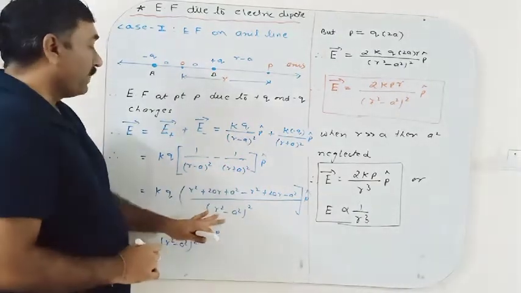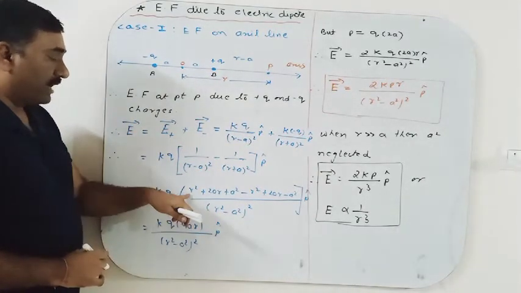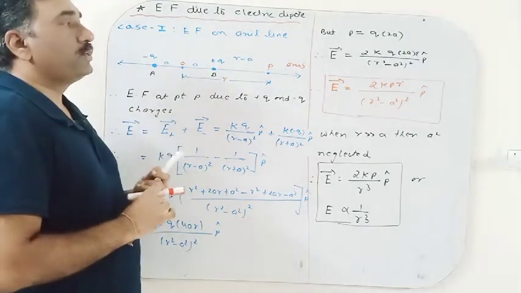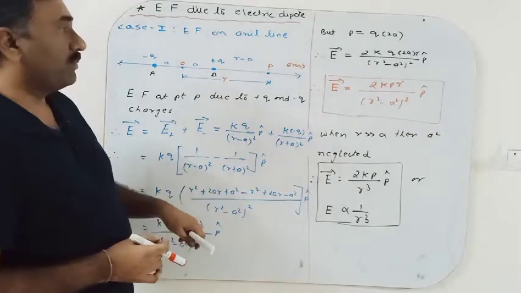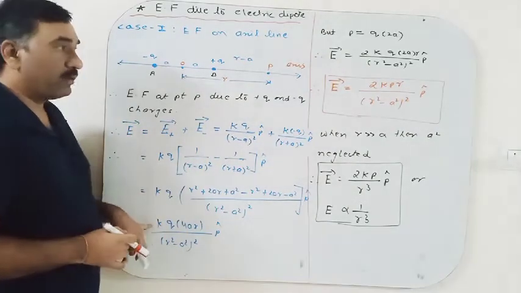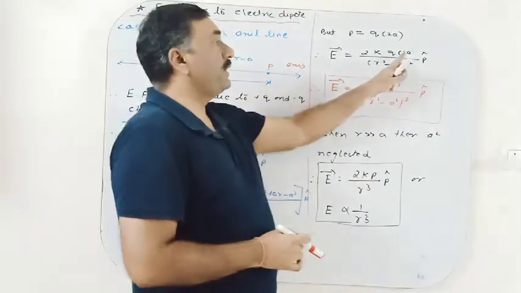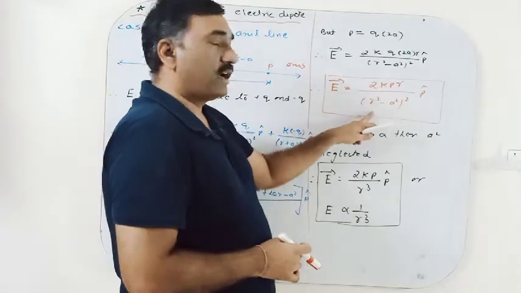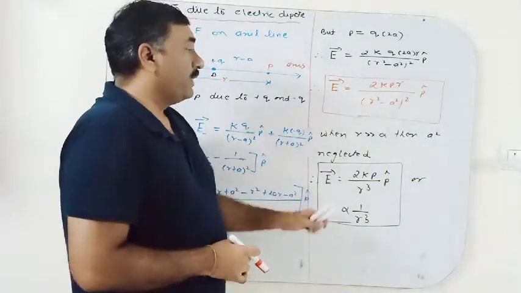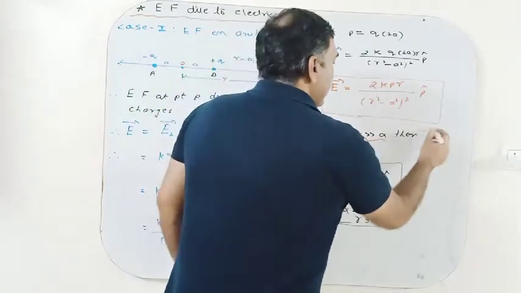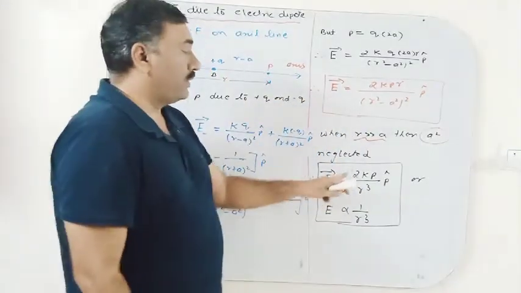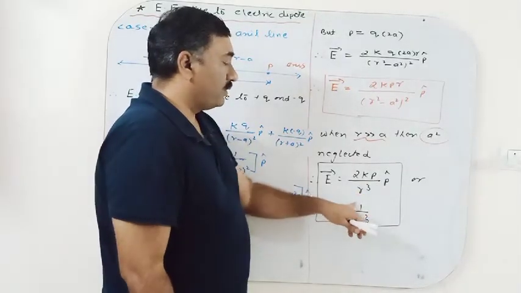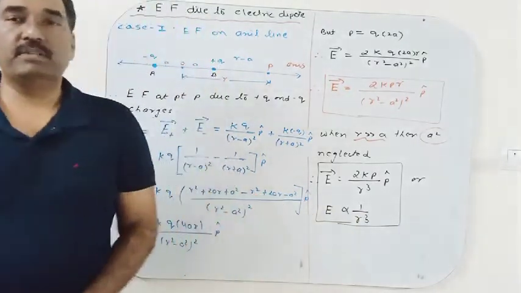Taking the LCM and simplifying, r square and a square cancel, and we get 4ar, but q into 2a is the dipole moment. To make this dipole moment, we take 2 as a multiple of k, so that becomes q into 2a into r, and q into 2a is the dipole moment. So E is equal to 2kpr upon r square minus a square whole square, and when r is very much greater than a, a square is neglected, so E is equal to 2kp upon r cube in the direction of p caret, and E is proportional to 1 by r cube. Okay, write down this first.